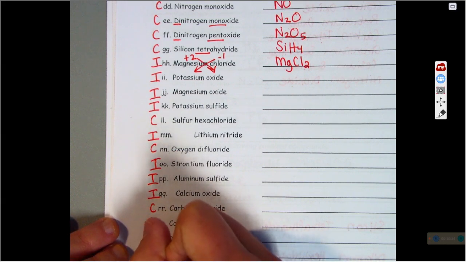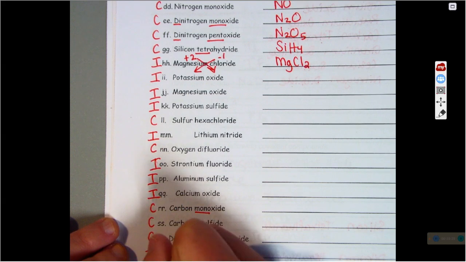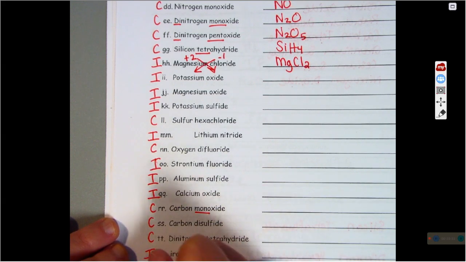Iron is a metal, so ionic. Copper is a metal, so ionic. Lead is a metal, so ionic. Copper is a metal, ionic.